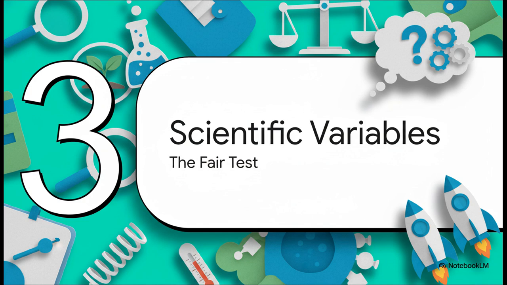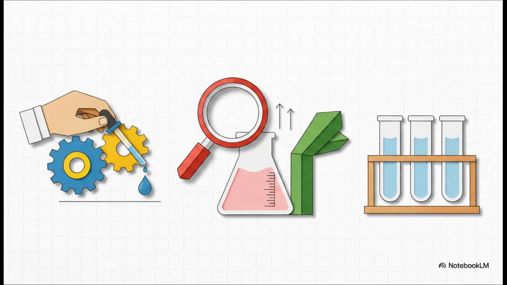Which brings us to section 3, mastering the scientific variables, the FAIR test. Whenever we set up an experiment, we are dealing with variables. And a variable is simply anything that can change in an experiment. But there are 3 specific types you absolutely must memorize to ensure what we call a FAIR test. First is the independent variable. This is what you, the experimenter, intentionally change or manipulate. Second is the dependent variable. This is what you measure. It's the response to whatever you just changed.